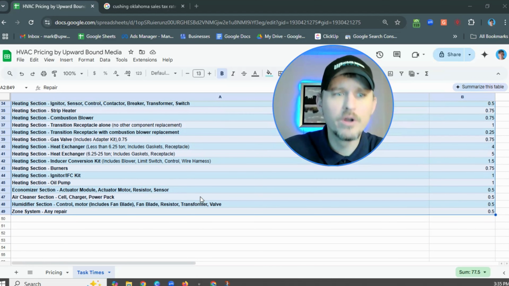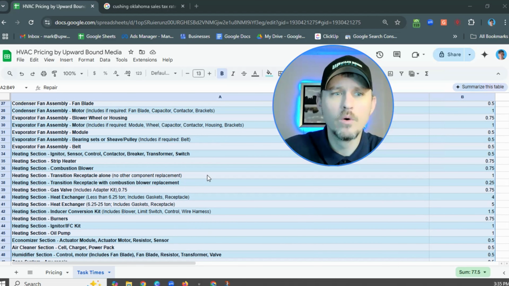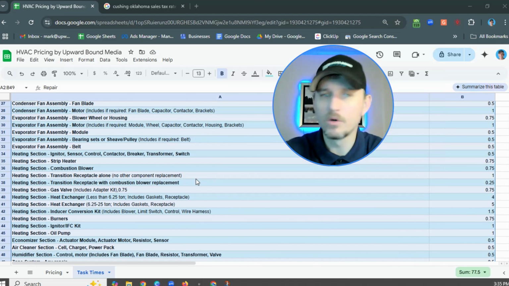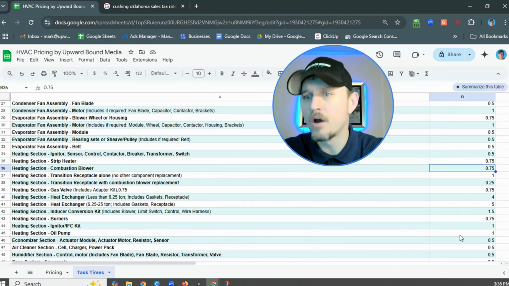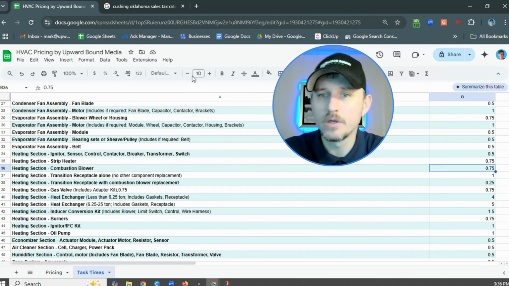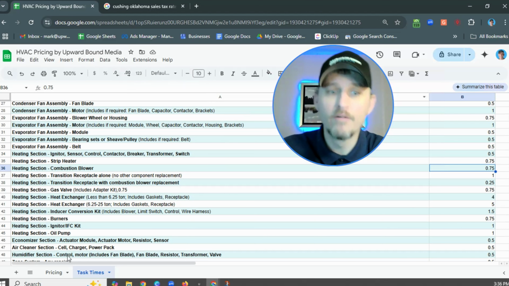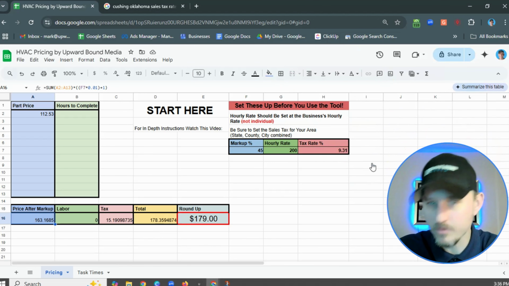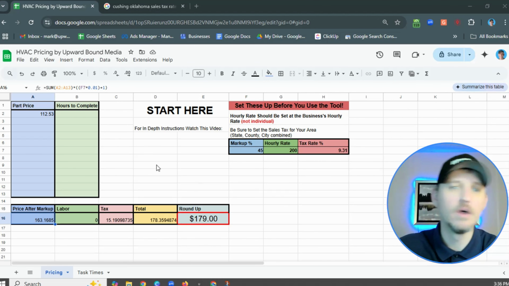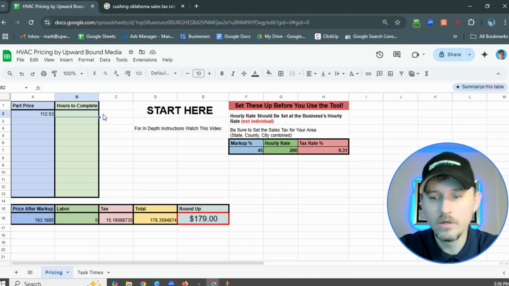So what we're doing is we're talking about doing the induced draft motor. They're considering it a combustion motor. Same thing. They call it 0.75. I'm still going to call it 1 hour for my guys. I don't know what they're going to get into. You might end up with some flue pipe or something that's a battle to fight with. So we would just put 1 hour.